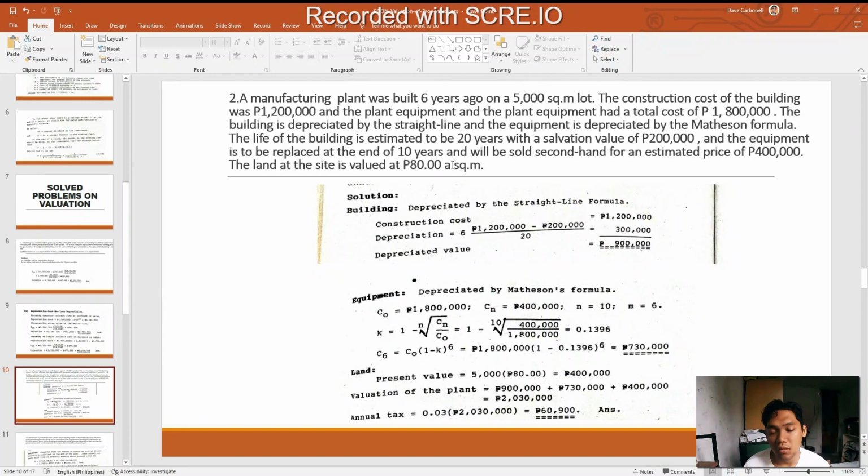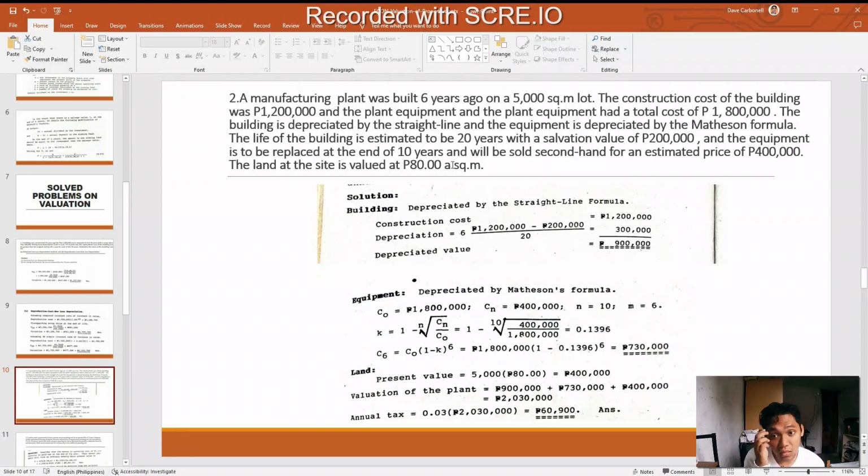So the solution: the building is depreciated by the straight line formula. So this is the straight line formula. Construction cost is equal to 1.2 million. Depreciation is given by 6 years, that's the time in years, times 1.2 million minus 200,000 over 20, which is equal to 300,000. Now we get the depreciated value of the building, which is 900,000 pesos.